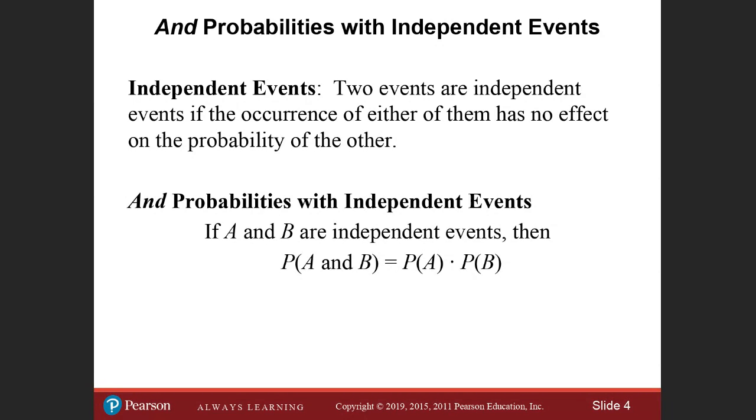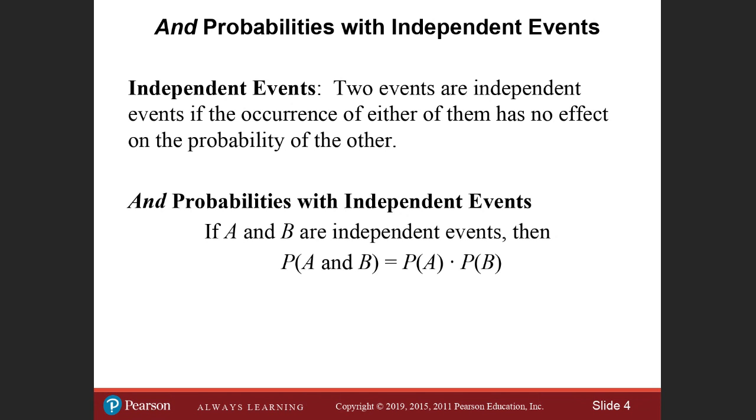And probabilities with independent events. Definition. Independent events. Two events are independent events if the occurrence of either of them has no effect on the probability of the other.